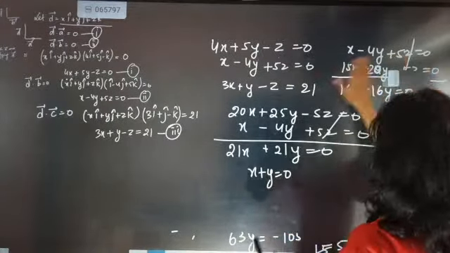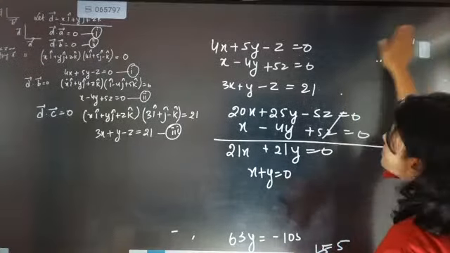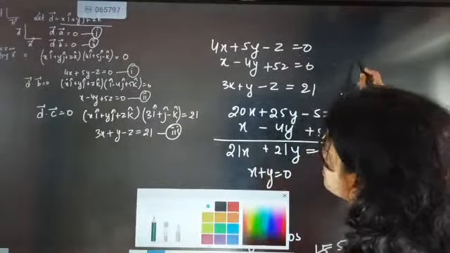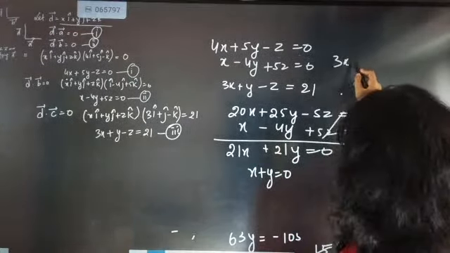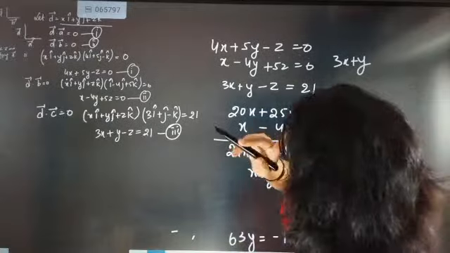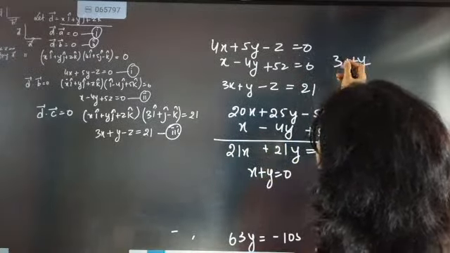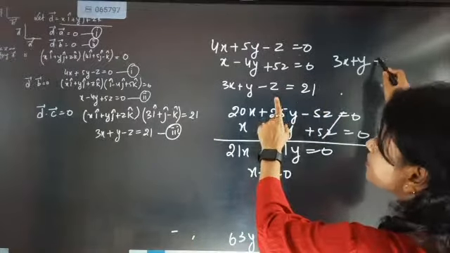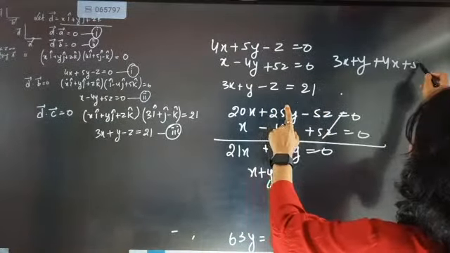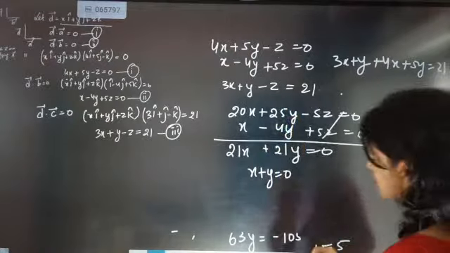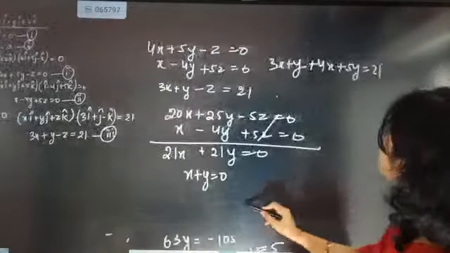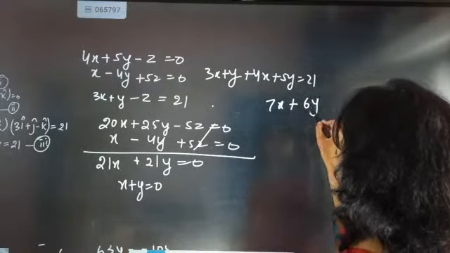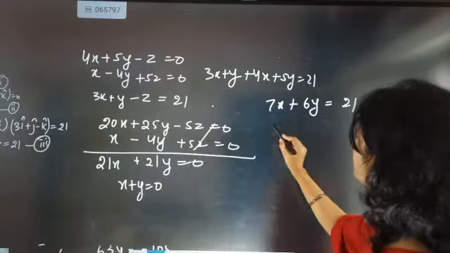These two are coming same only. What is the problem? I have to take the last one. Yeah, where is the mistake? 3x plus y minus z, I am going to substitute now. z will be equal to 4x plus 5y, equal to 21. 3 plus 4 is coming as 7x plus 6y equal to 21.